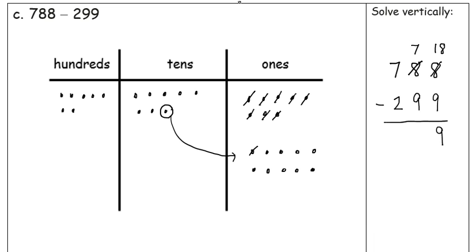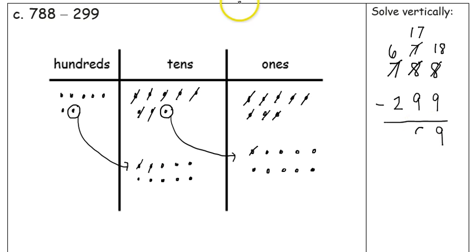In my tens column, I need to subtract 9 tens. I only have 7 tens, so I'll decompose one of my hundreds. Change that into 10 tens. I'll show that over on the vertical format. So I took one of my hundreds, that left me with 6 hundreds. I decomposed it into 10 tens and combined it with the 7 that were already there for a total of 17 tens. Now I can subtract 9 tens. And that leaves me with 8 tens. 17 tens minus 9 tens is 8 tens.